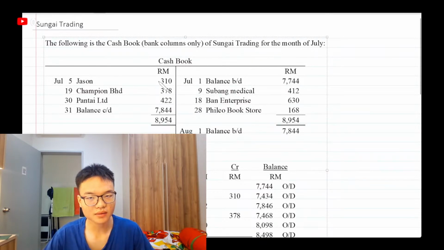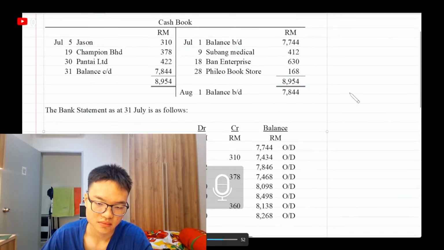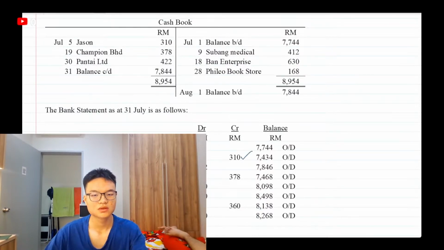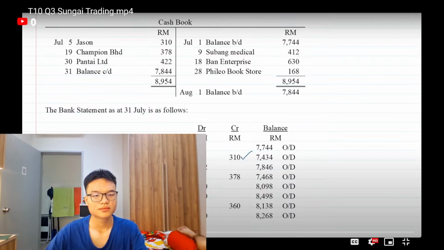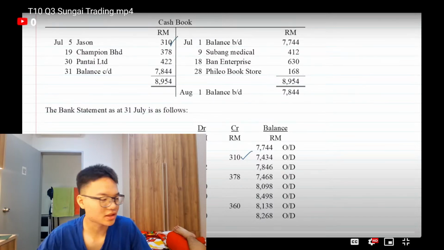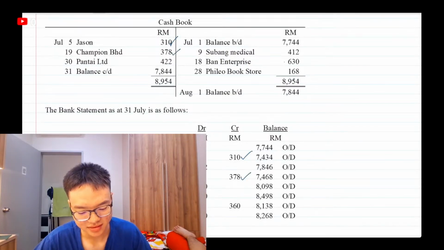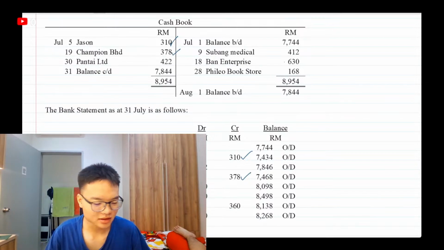The first one is receive 310 ringgit from. Has this been credited into your current account? Yes. Next one, 378 ringgit credited into your account. 422 ringgit received from Pantai, not yet credited.